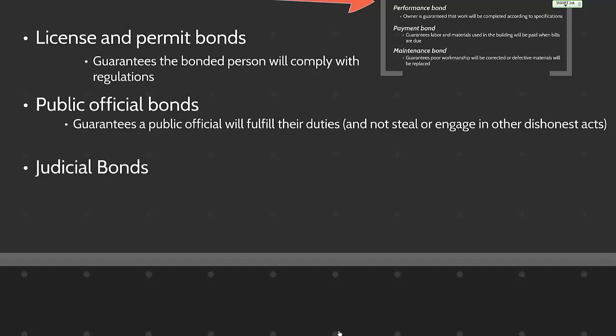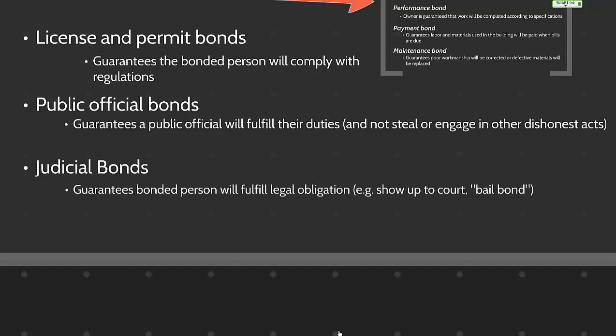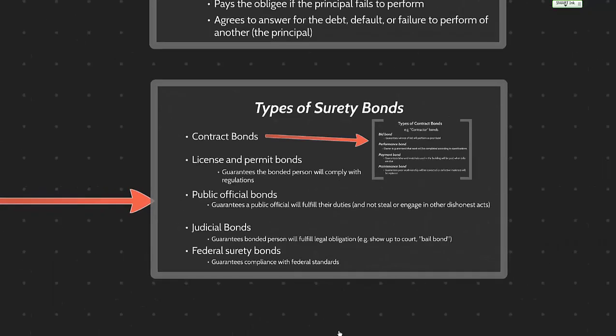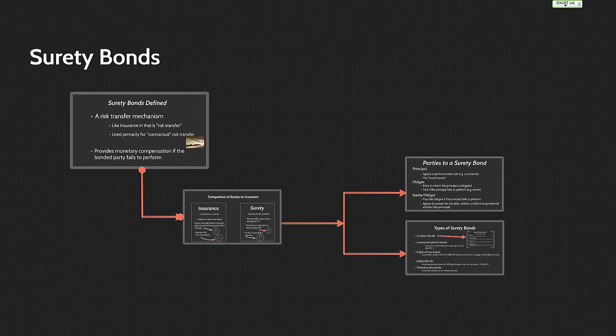Then there are judicial bonds. These guarantee that the bonded person will fulfill legal obligations, such as to show up in court, like a bail bond. And last, there are federal surety bonds, which guarantee compliance with federal standards similar to the license and permit bonds. And that's the end of our discussion of surety bonds.